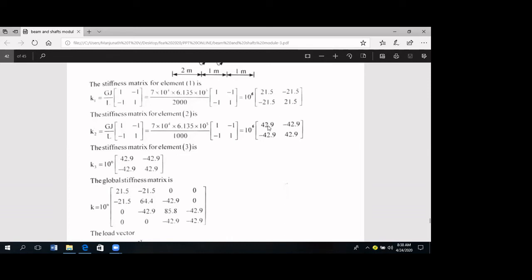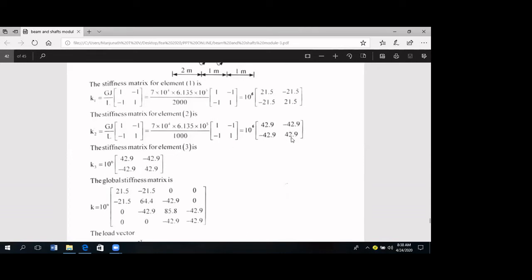Okay, this value and this value are going to be added, and the other values will remain the same. So that is how we can see here: 21.5, minus 21.5, minus 21.5, and this value is going to be added, that is 21.5 plus 42.9, which gives 64.4. Okay, similarly, taking element number 2 and element number 3.